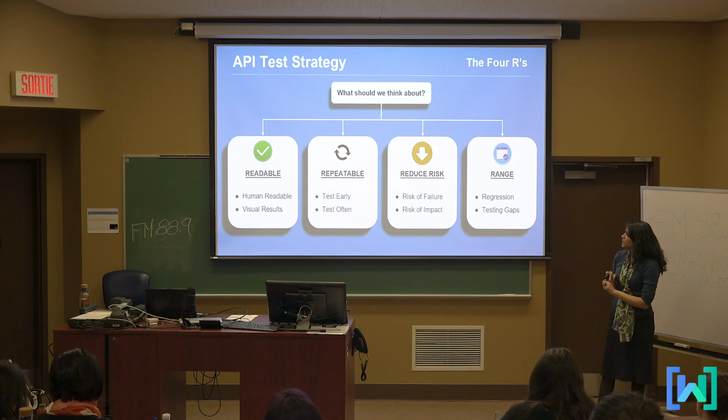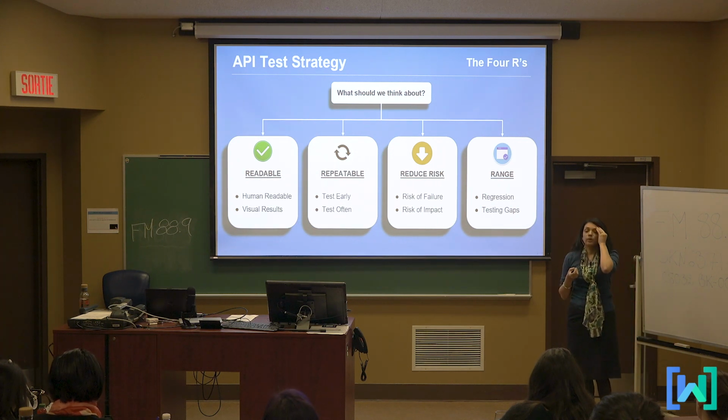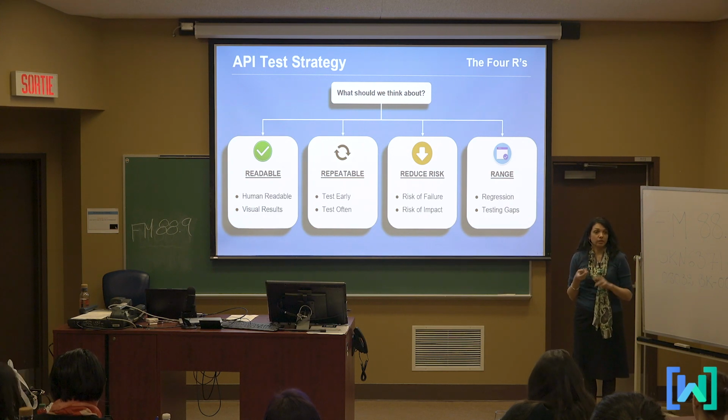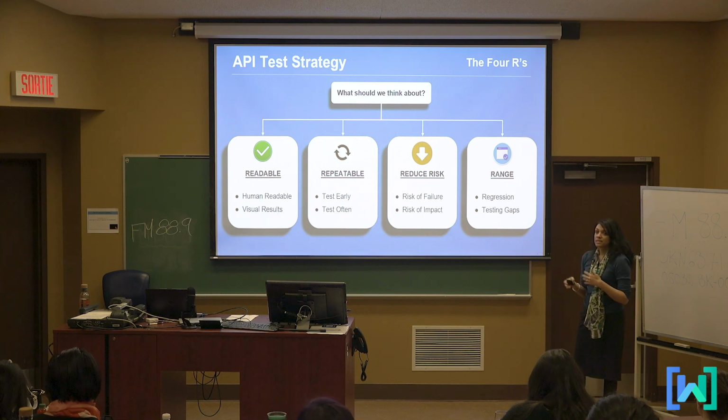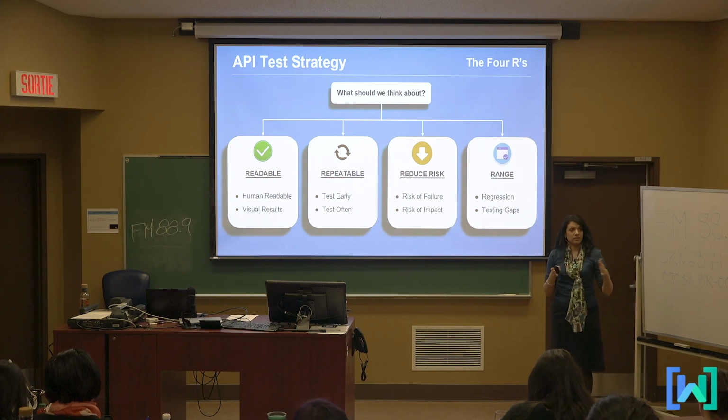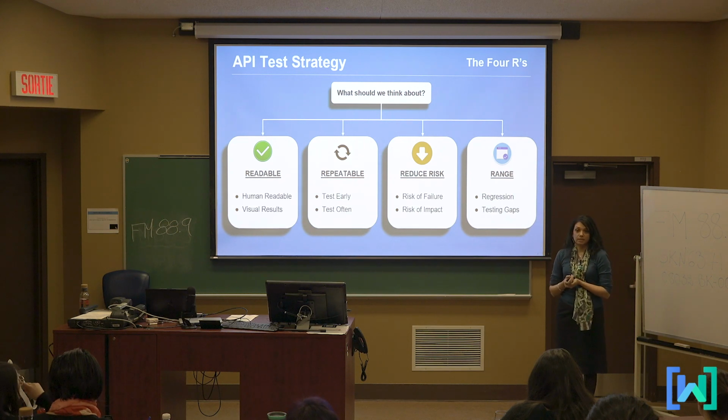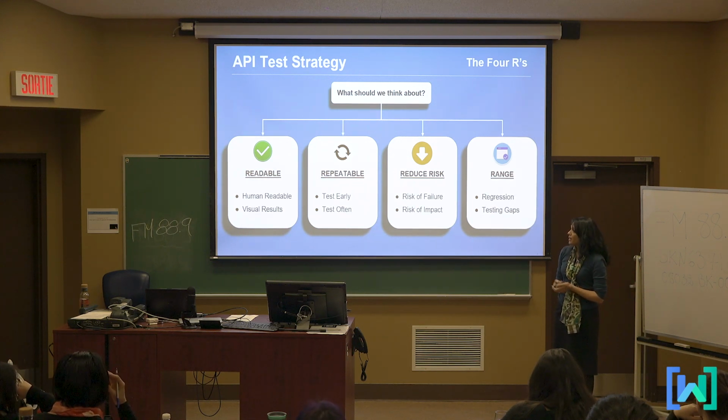And then my second R is repeatable. In testing, we have a best practice that says test early and test often. So we want to test the API at the beginning of the development process. We don't want to wait till it's almost ready to be released. So we want tests that can be repeated throughout the development process. And this is where automated testing is a really great fit, because we can create some set of automated tests that we run throughout the development process that give us that test early and test often feedback.